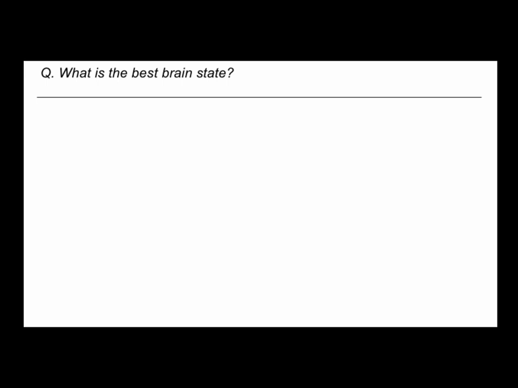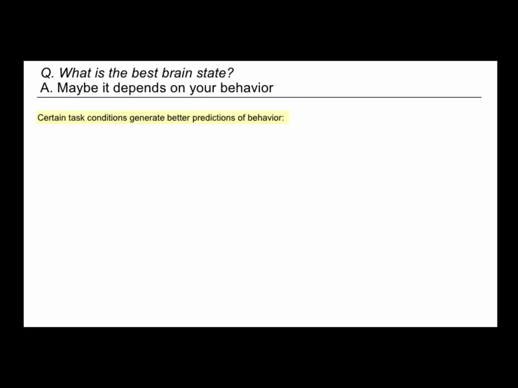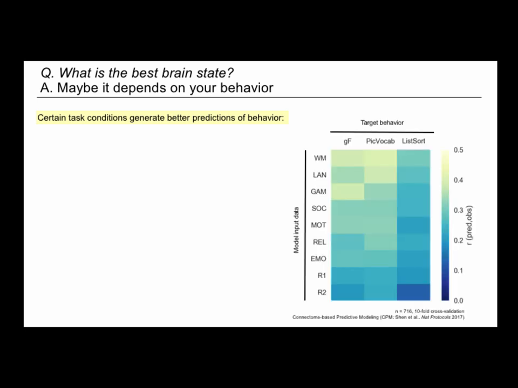What is the best brain state? This is a question that I ask myself, and I also get asked all the time, and obviously we don't know yet, but I have the intuition that it probably depends on the behavior that you are trying to study. So we've seen that certain task conditions actually generate better predictions of behavior, and this is some work that Natasha in our lab has been extending really nicely.